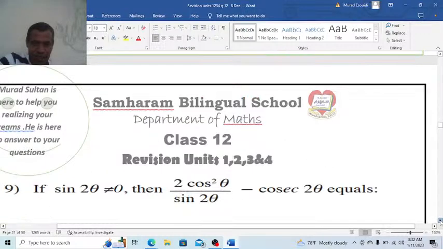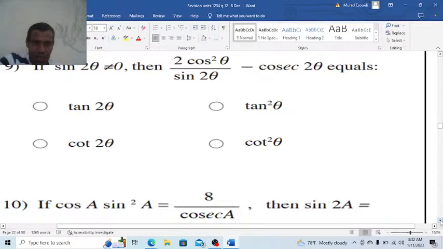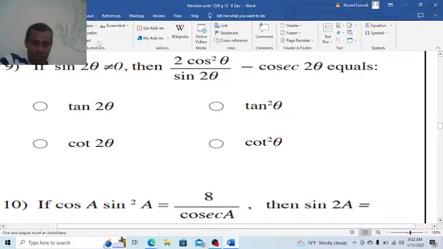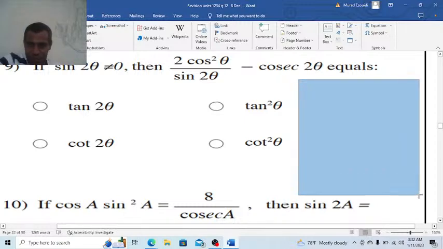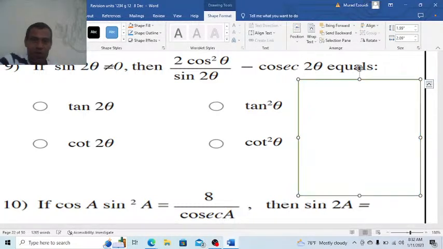Let's focus on this exercise. Here we have sine 2 theta is different to 0. Then 2 cosine square of theta divided by sine 2 theta minus cosec 2 theta is equal to 1. I will try to solve this, learners. I will insert a shape. I didn't give this example, but I gave you other examples. In the chapter on trig functions, you should expect everything, so prepare yourself for questions like this.